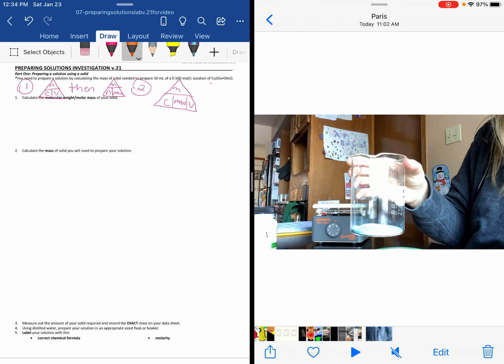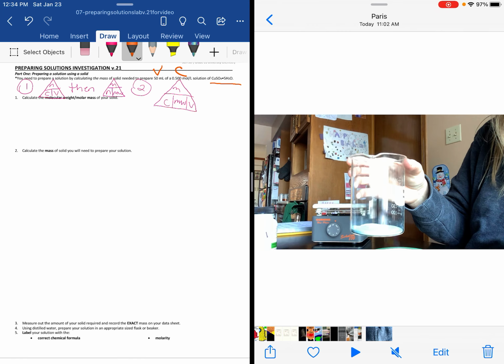So the solid we're talking about is CuSO4·5H2O, which means, again, copper(II) sulfate pentahydrate, right? That's a hydrate. So we need to include the molar mass of water in our calculation for number one. Then we are also told that it needs to be 50 milliliters, and the concentration, which is big C, is 0.500 moles per liter. Okay.